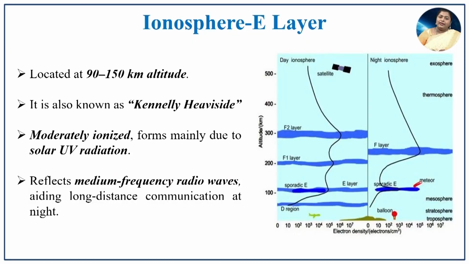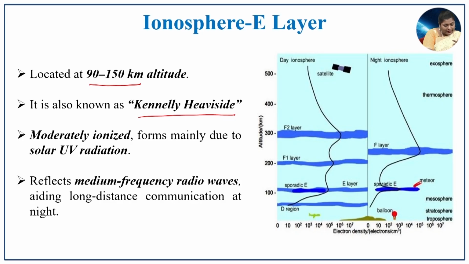The next one is the ionosphere E layer. It is also known as sporadic E. It is located at the altitude of 90 to 150 km. It is also known as Kennelly-Heaviside layer. It is moderately ionized. There in that D layer, it is a low ionized layer. Here it is a moderately ionized layer, formed mainly due to solar UV radiation. It reflects what? Medium frequency radio waves, which aids in long distance communication during the night time.